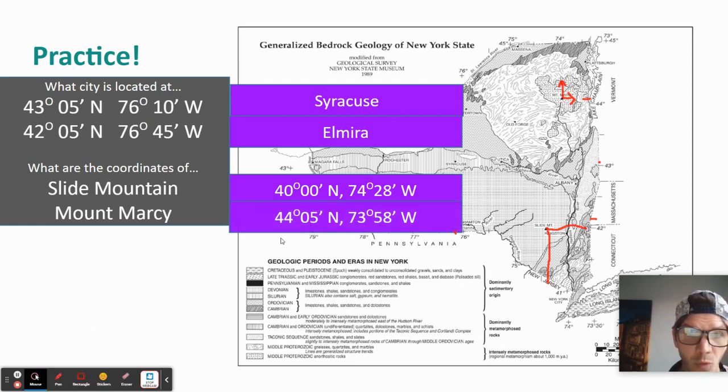Did you get 44 degrees and 5 minutes north and 73 degrees and 58 minutes west? I thought it was a little bit less than 74. That's why I said it was a little bit more towards, or that way, that 73 degree mark.